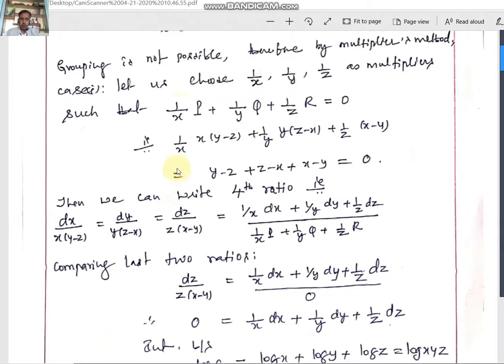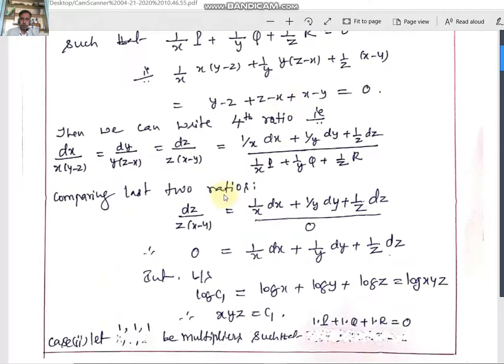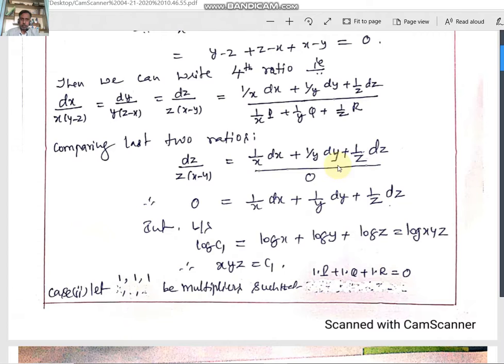Then all three ratios will be equated to the fourth ratio, in the form of 1 by x dx plus 1 by y dy plus 1 by z dz, in the numerator. In the denominator, 1 by x capital P plus 1 by y capital Q plus 1 by z capital R. And you know the denominator will become 0. So then compare any two ratios including the fourth ratio. Let us consider the last two ratios: dz by z into (x minus y) is equal to the fourth ratio.